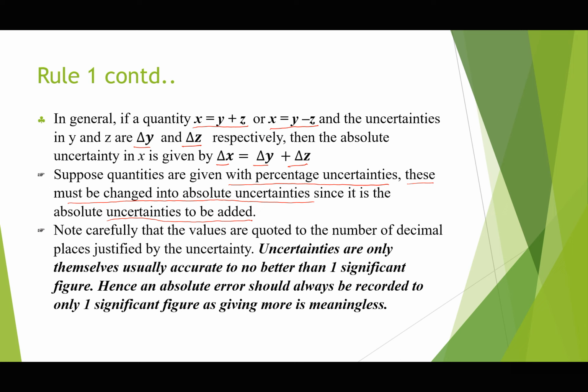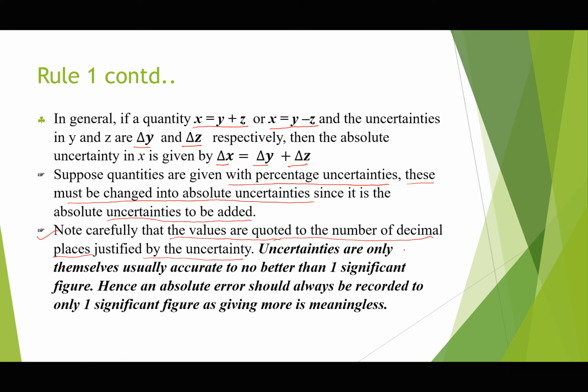If quantities are given as percentages, then we must change them back to absolute before we add. If the uncertainties for y and z are given as percentages, then these uncertainties must be taken back to absolutes before we add them. We cannot add percentage uncertainties when quantities are being added. Then there is a very important note which I've already emphasized here, that the values are quoted to the number of decimal places justified by the uncertainty.